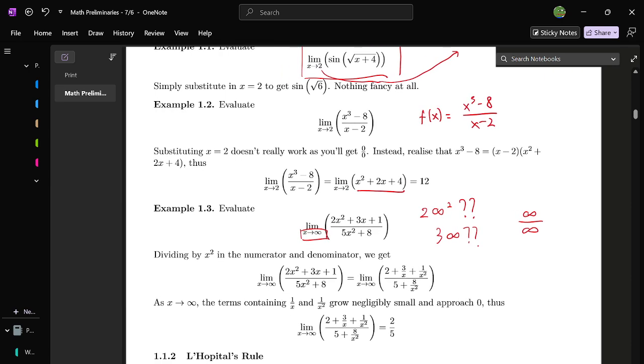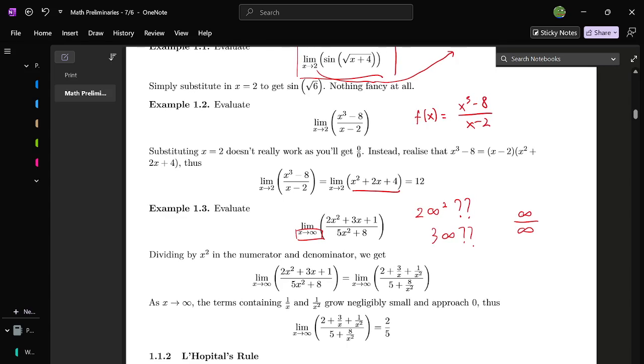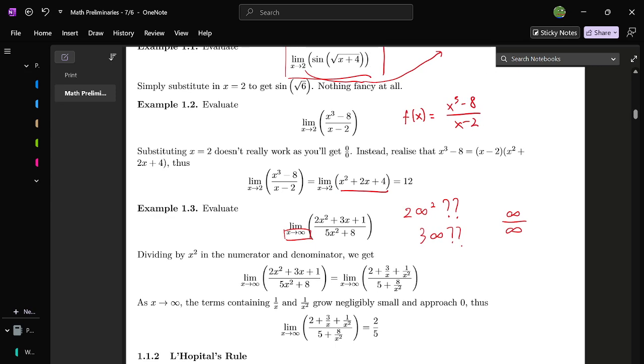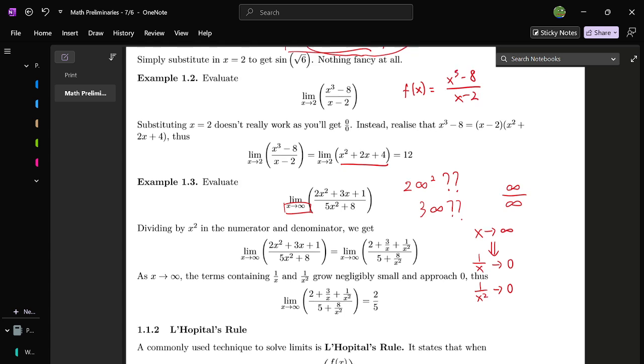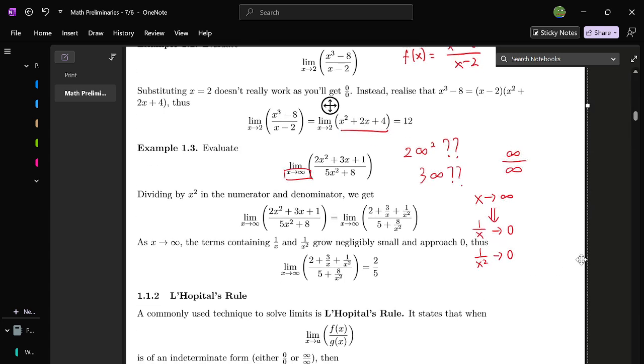But what is helpful in cases of infinite limits is when x tends to infinity, this implies that 1 over x tends to 0. 1 over x squared tends to 0. In fact, this means that 1 over x to the n tends to 0, where n is a positive integer. So why is this useful?